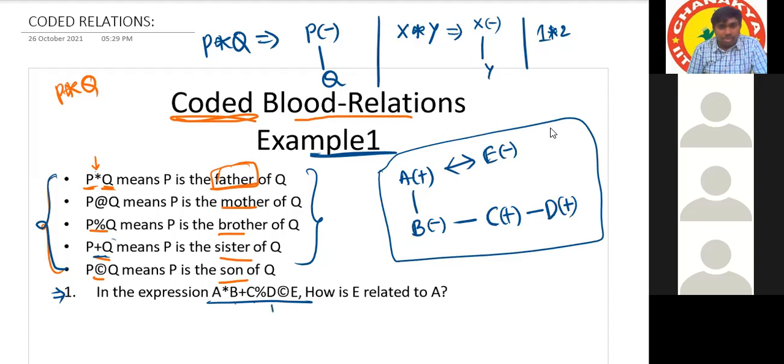So if we decode, it will be converted to data-based questions only. How is E related to A? We can't code it, right? P is the son of Q. Here, D is the son of E. First person is the son of second person.